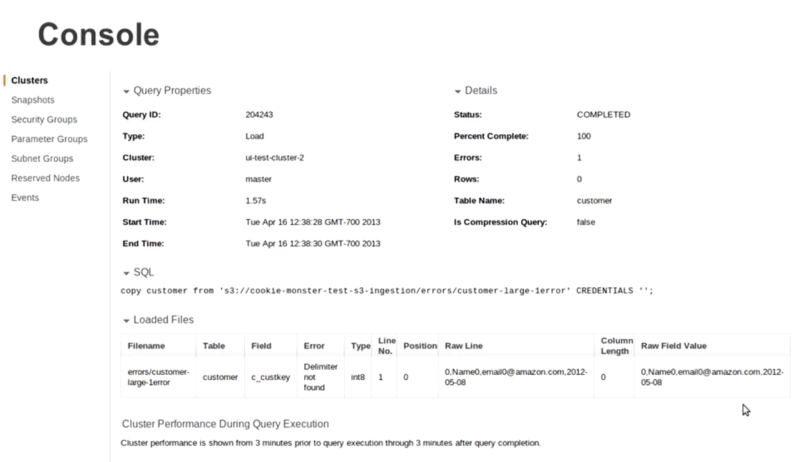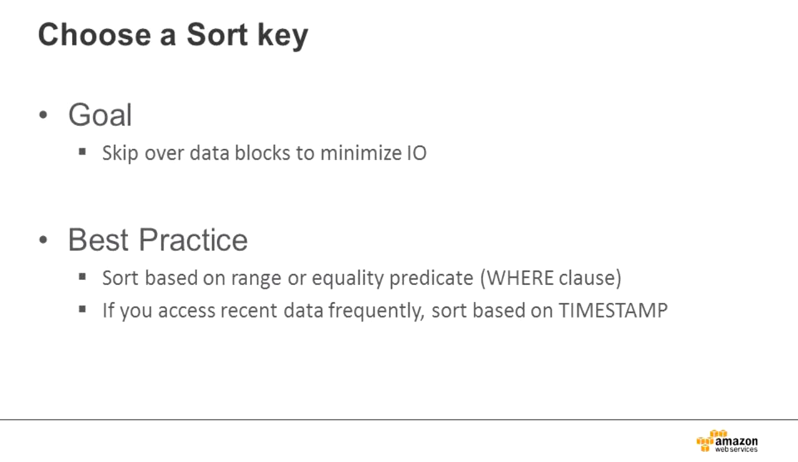Okay, so that was all about ingestion. Let's move on to figuring out how we set sort and distribution keys. One of the things with Redshift is that it is a managed service, so there are very few knobs that you as a customer have to set in order to get started. At a high level, there are probably 3 things you're going to do up front. One is to figure out how many nodes you need based on how much data you have. And the other 2 would be figuring out what your sort keys are for your tables and what your distribution keys are for your tables.